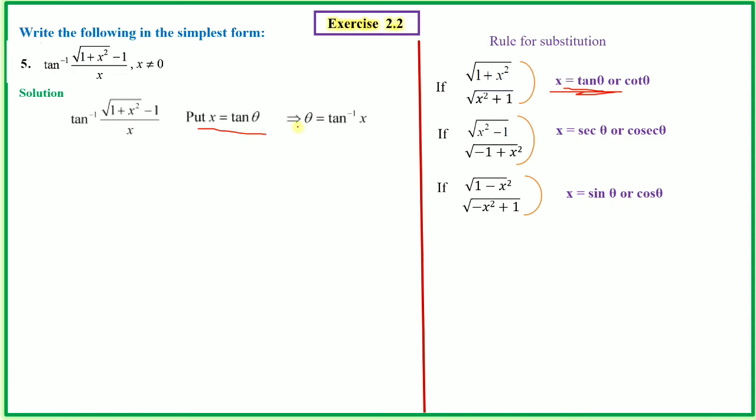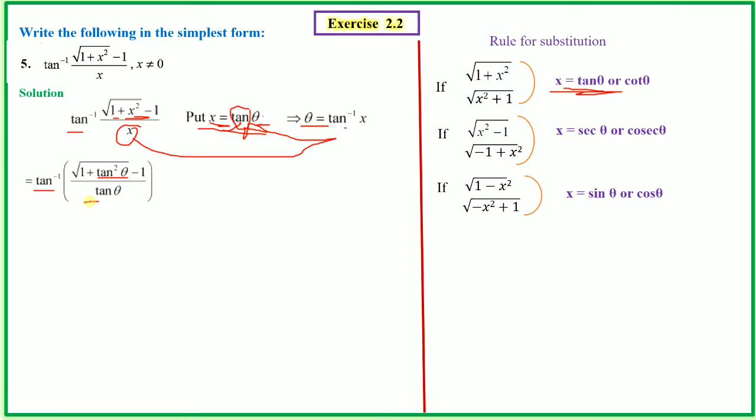Very simple question. Taking tan inverse on both sides, tan inverse x is equal to theta. So theta is equal to tan inverse x. We will be using that at the end of the question. Now tan inverse outside, then 1 plus x square means tan square theta, and then minus 1 outside, and in the denominator x again substituted by tan theta. So here it is tan theta.